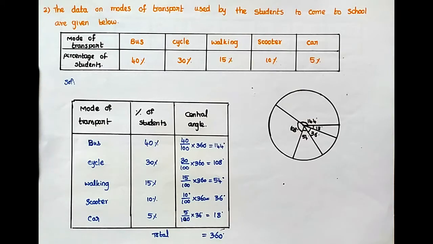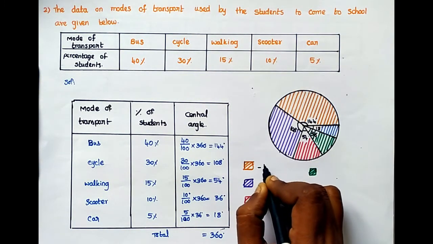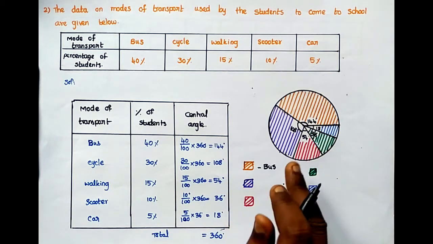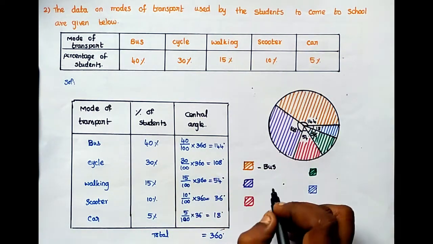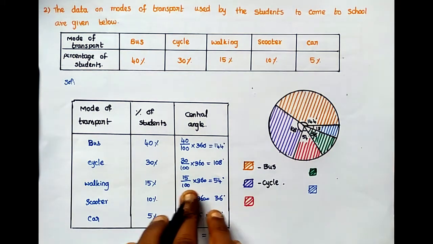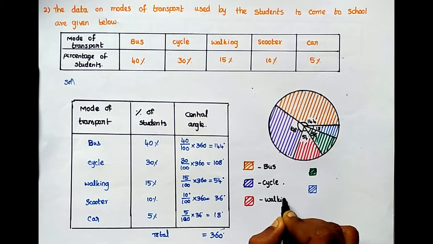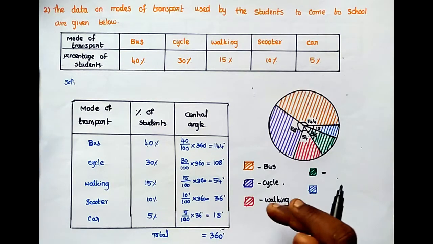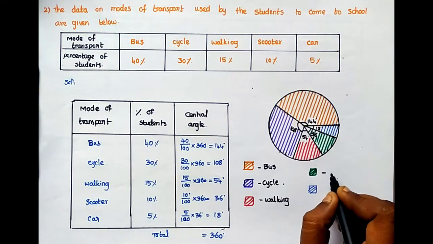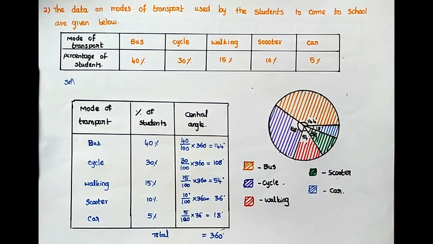Now shade these portions. First one, bus, 144 degree. Next 108 degree, that is cycle. Next 54 degree, that is walking. And then 36 degree, that is scooter. Next one, car. That is the answer.